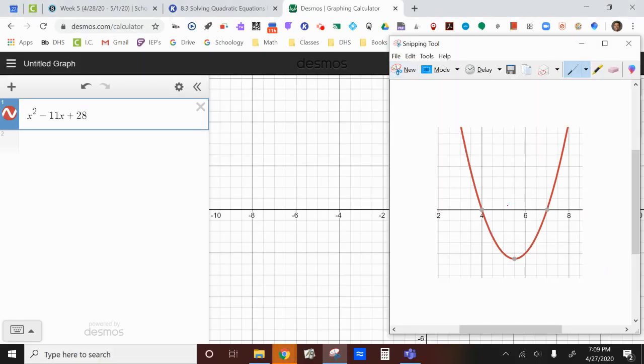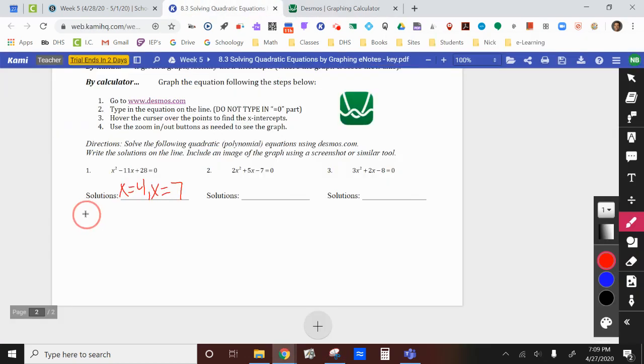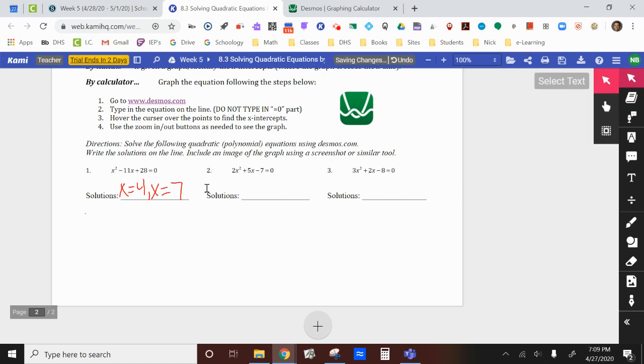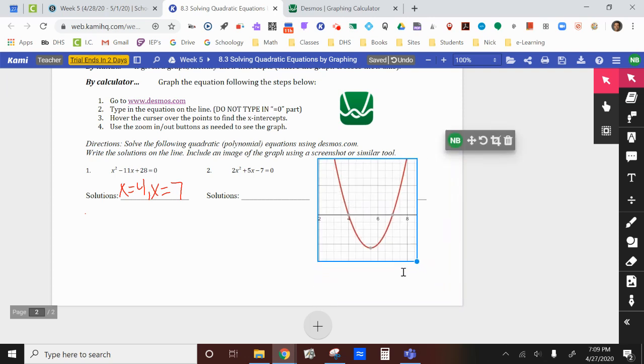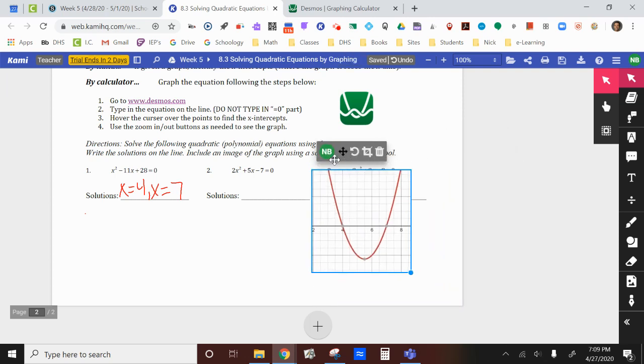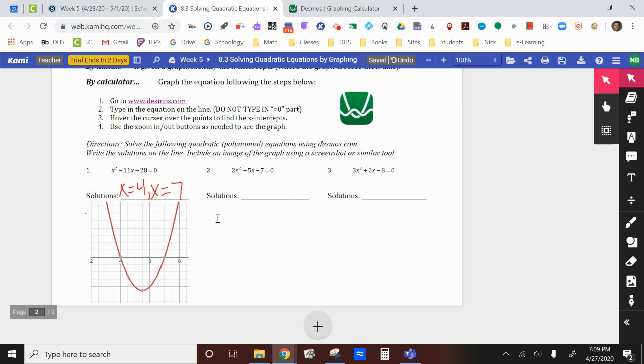If you use a snipping tool or a screenshot, you can just copy and paste it right onto your document here. This is what I want you to do for the homework. So I did a little Control C, Control V action here, and then we can just put this graph right underneath our equation here.